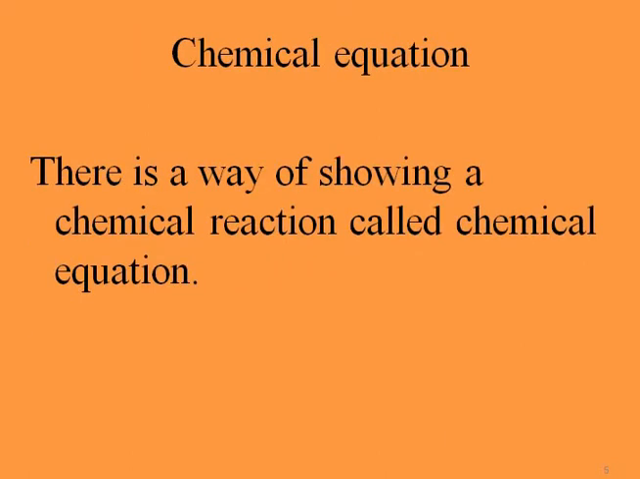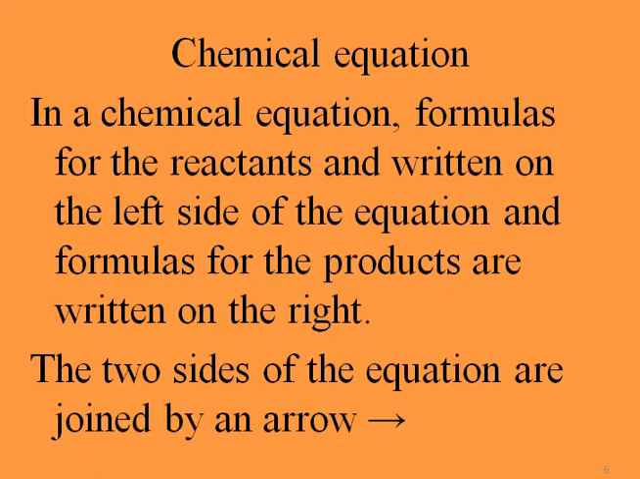So what is a chemical equation? There's a way of showing a chemical reaction, and that's called a chemical equation. In a chemical equation, formulas for the reactants are written on the left hand side of the equation, and the formulas of the products are written on the right hand side. So on the left hand side we have the reactants, on the right hand side we have the products, and the two sides of the equation are joined by an arrow.